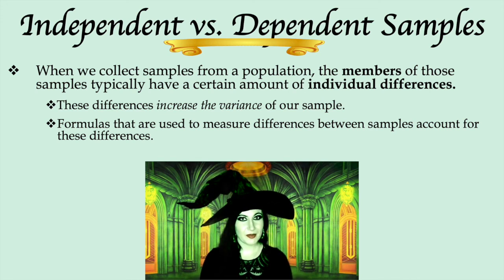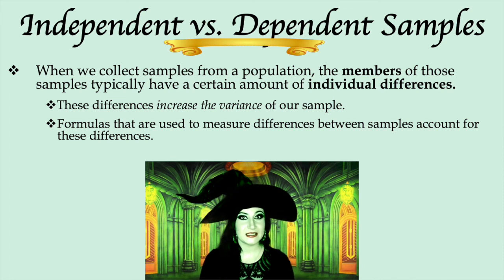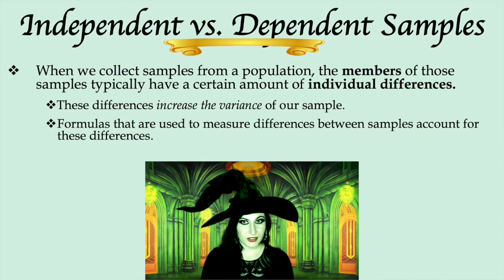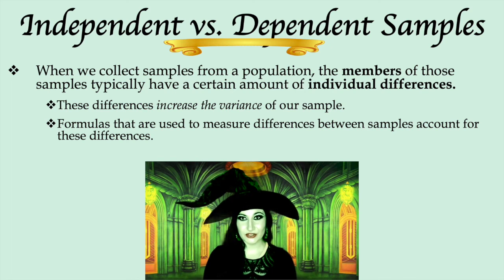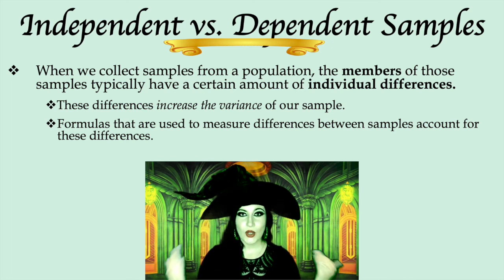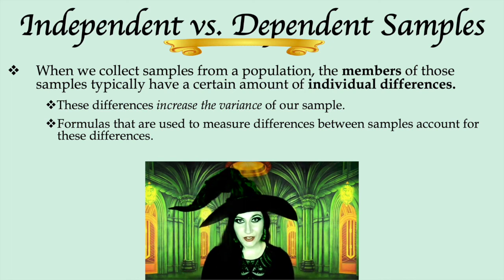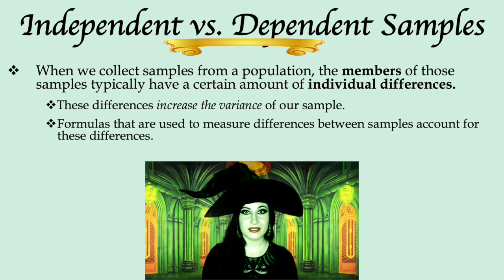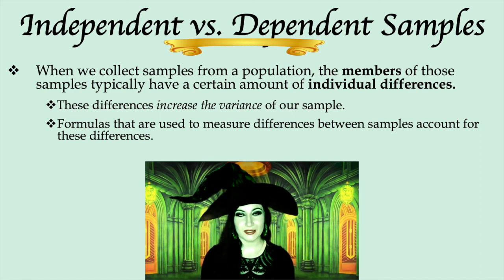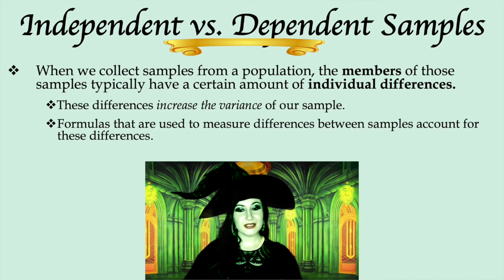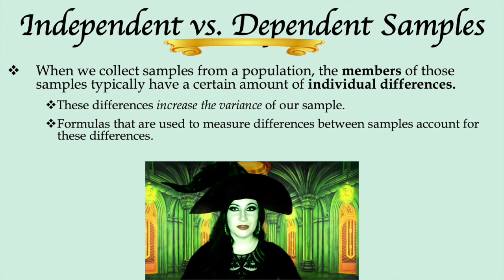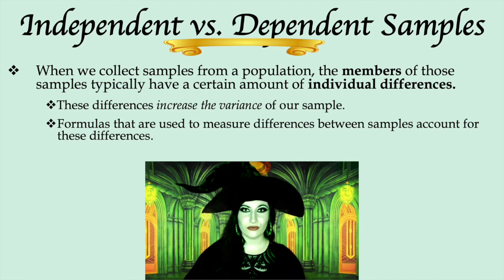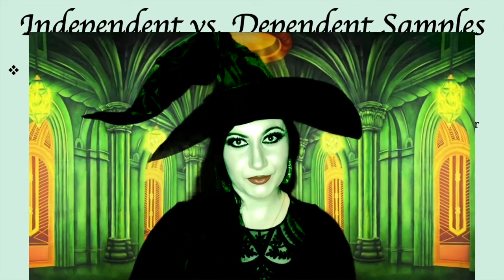Now, if you remember back to when we were learning about the t-test formula and the t-distribution rather, we learned that the t-distribution is similar to a normal or a z-distribution, but accounting for error. And so error and individual differences play a role in these formulas. And individual differences and error come from the participants themselves. So the formulas that are used to measure the differences between samples actually account for these differences between the groups.